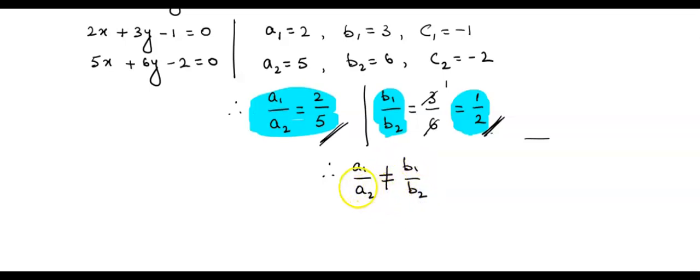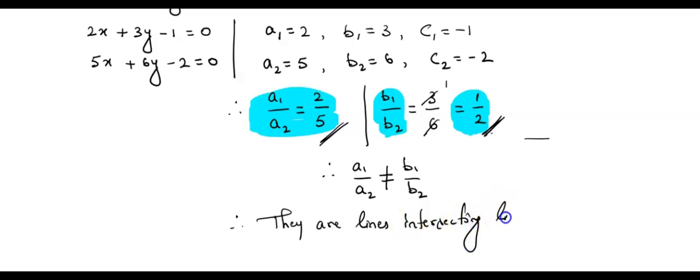As we know, if the ratios of a1 by a2 and b1 by b2 are not equal, therefore they are intersecting lines. Reason: the corresponding ratios of a1 and a2, b1 and b2 are not equal. If you write this much, it is more than sufficient. Just compare the ratios, show that they are not equal. If they are not equal, such lines we call intersecting lines.